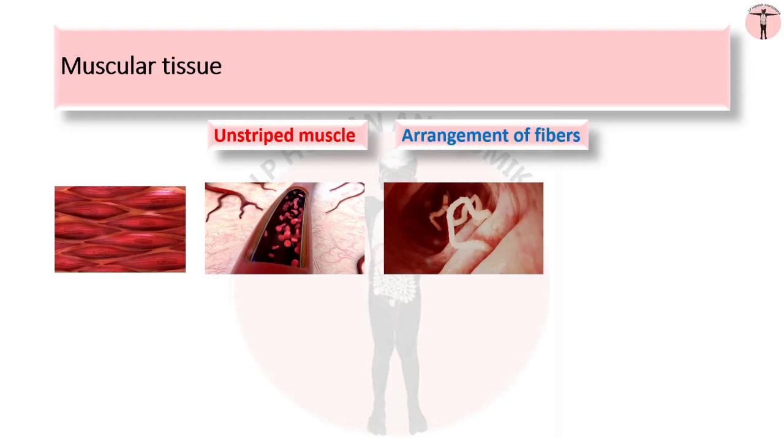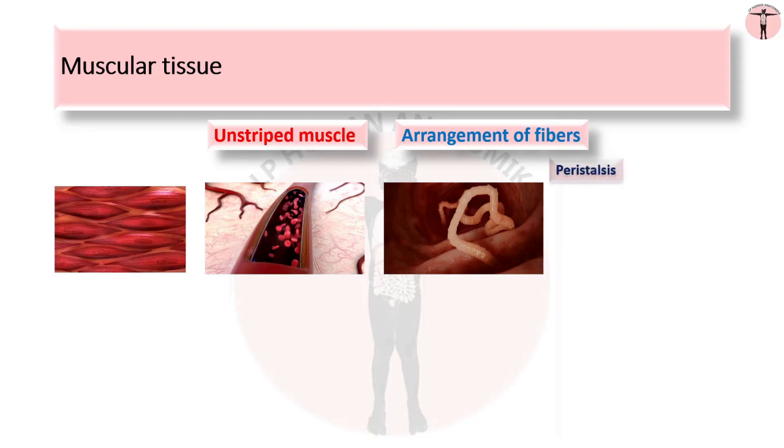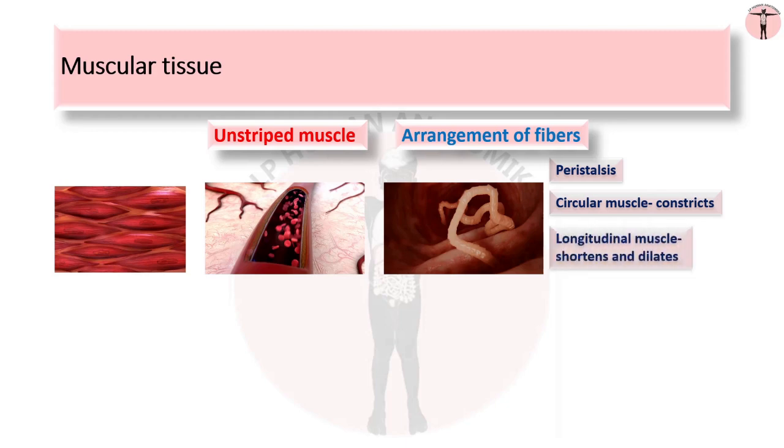To propel the contents along the tubular viscera in one direction only, the muscles are differentiated mainly into two layers, longitudinal and circular. This type of downward movement along the tubes is known as peristalsis, which is observed typically in the whole length of the alimentary canal, in ureters and uterine tubes. The circular muscle constricts the tube to prevent the backflow, whereas the longitudinal muscle shortens and dilates the tube distal to the constriction to accommodate the advancing contents.